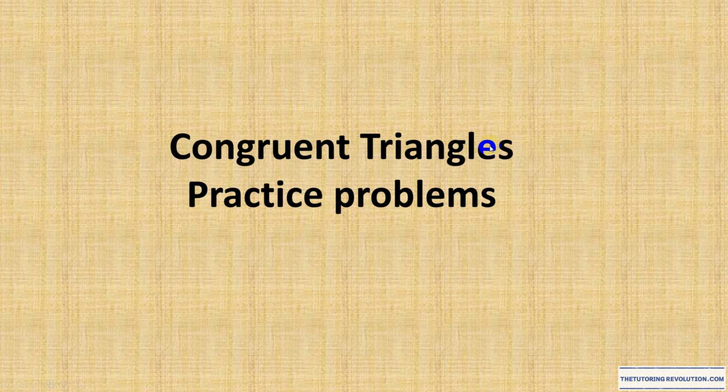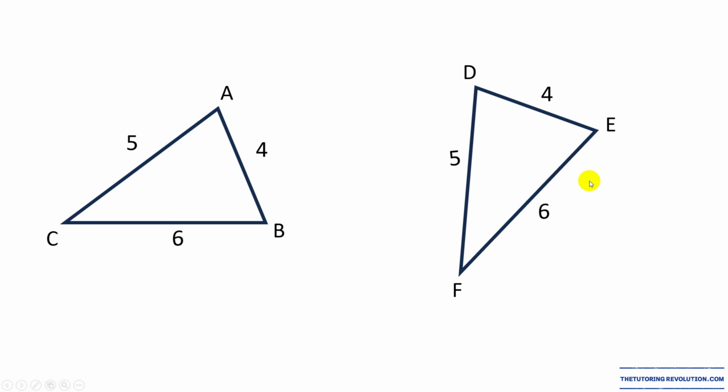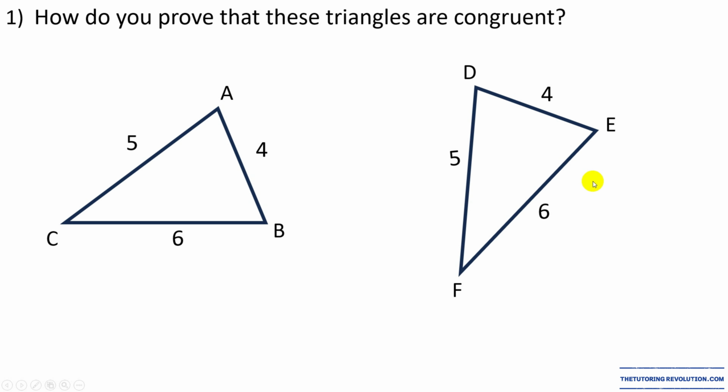Hello, in this lesson we will solve some congruent triangles practice problems. In the first problem, they ask, how do you prove that these triangles are congruent? We analyze that these two triangles have a common side, 5, a second common side, 4, and a third common side, 6. So these two triangles share the same three sides, 5, 4, and 6. So they will be congruent by side, side, side.